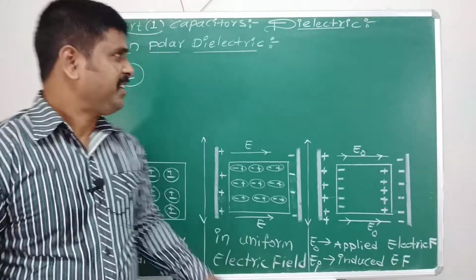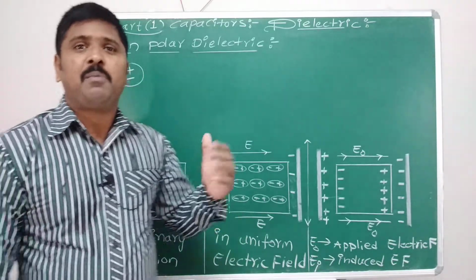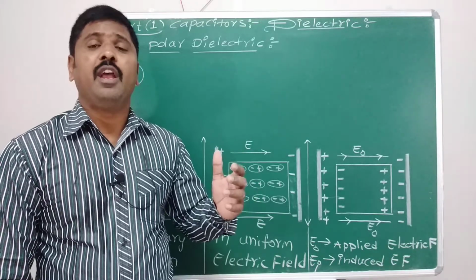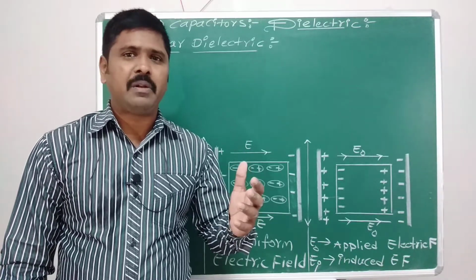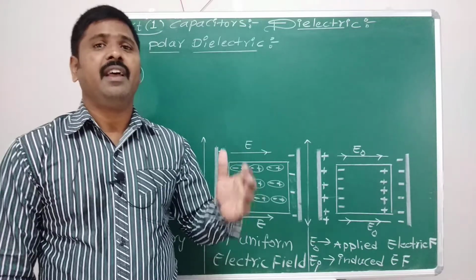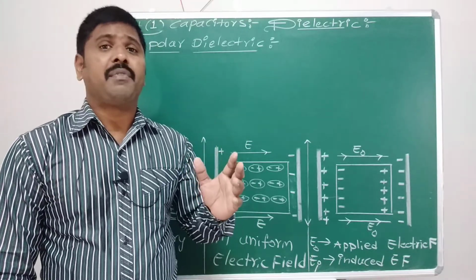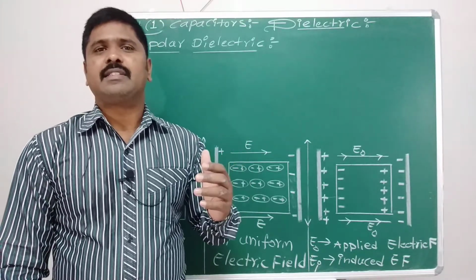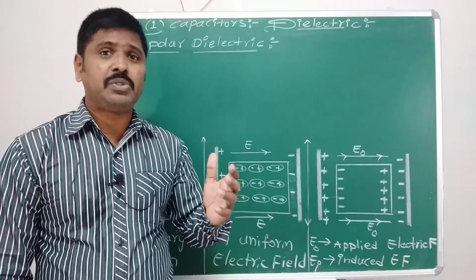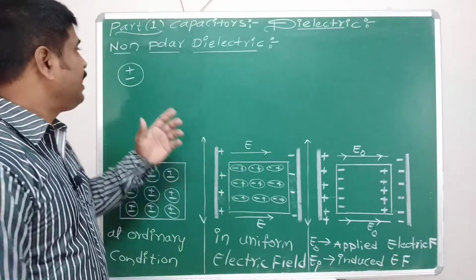Now, continuation about the non-polar dielectrics. What I said to you, a polar dielectric is a dielectric made of polar molecules, in which the center of positive charge and the center of negative charge do not coincide. Here, non-polar dielectrics: the dielectric made of non-polar molecules. What are non-polar molecules? The center of the positive charge and the center of the negative charge coincide in a molecule.